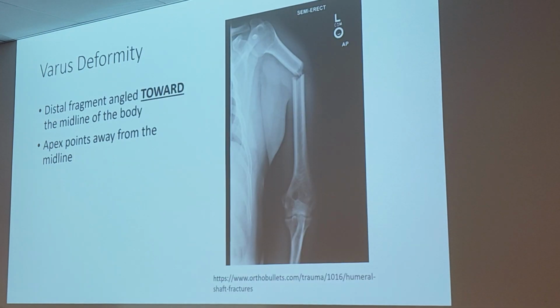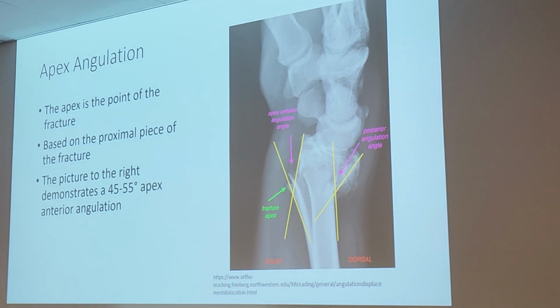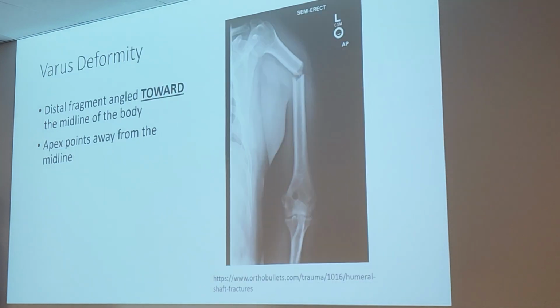This angulation is only there because of the fractures. So some fractures have an angle, and we want to describe the angle, so we use the apex angulation. Now, there are other ways we can describe angulation as well, and you will hear these terms, especially if you are in your OR, your surgery rotations. You will hear varus, you will hear valgus.